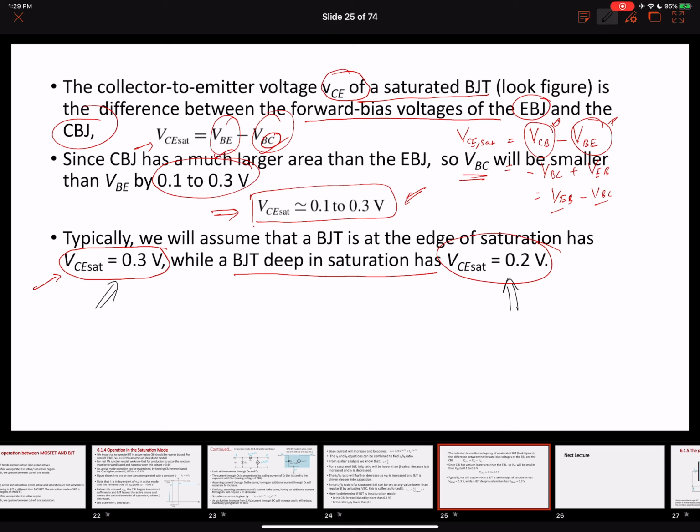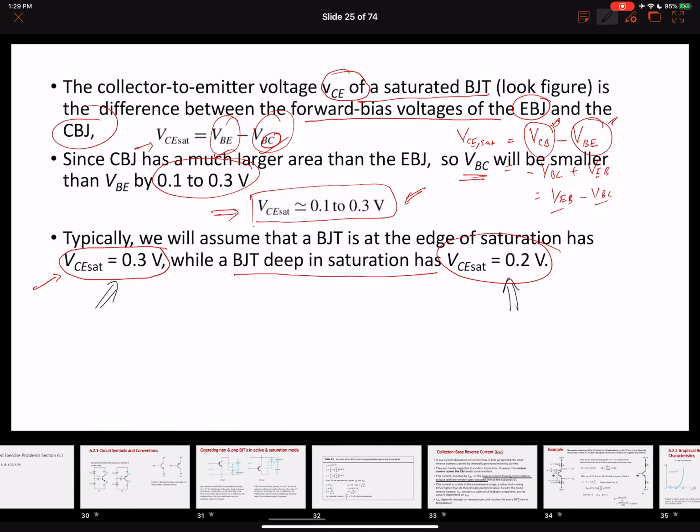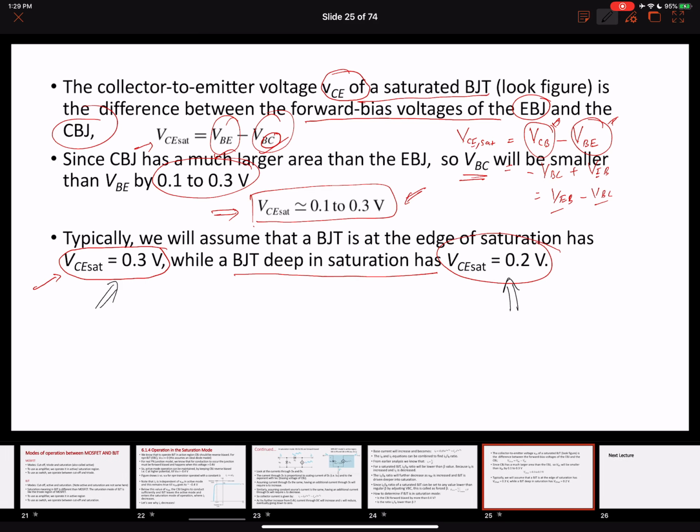In the next lecture, we're going to talk about the PNP transistor and discuss more about the symbol of the transistor. We will do more examples as well.